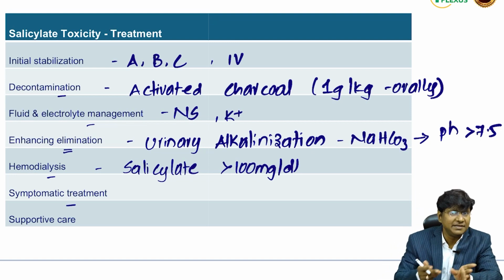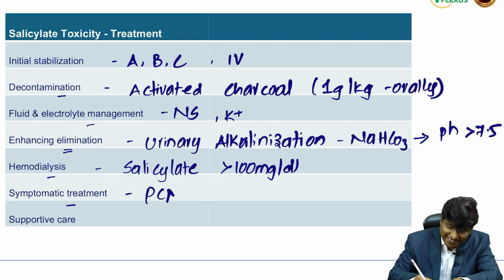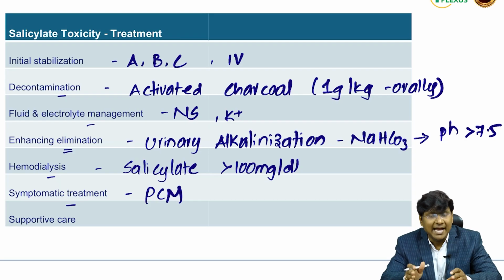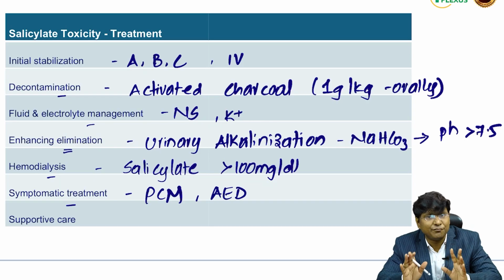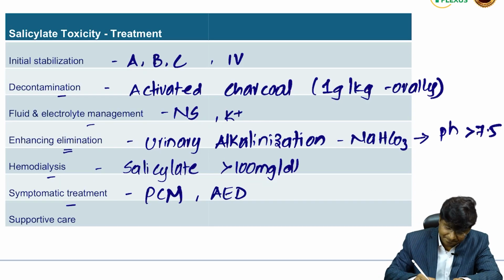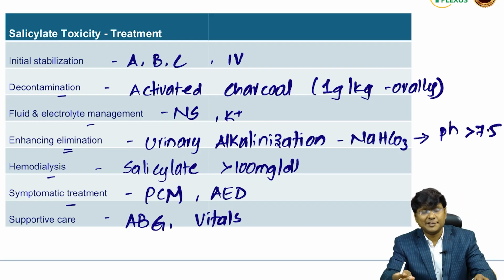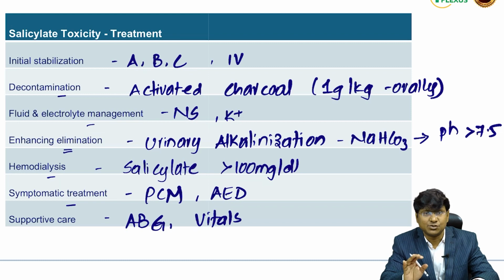Then symptomatic treatment. These patients have fever, so you need to give antipyretics, that is paracetamol, in order to reduce the fever. And these patients will also have seizures. Anti-epileptic drugs should be given, right? And you need to monitor the arterial blood gas analysis to check for the acidotic component, and also check the vitals, that is respiratory rate, blood pressure, and heart rate, and estimation of the salicylate levels is also very much essential. So this is about salicylate toxicity clinical manifestations and the treatment, right?